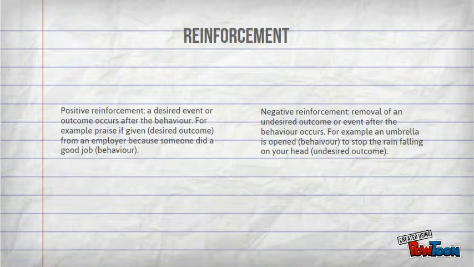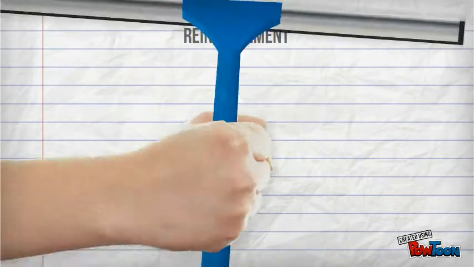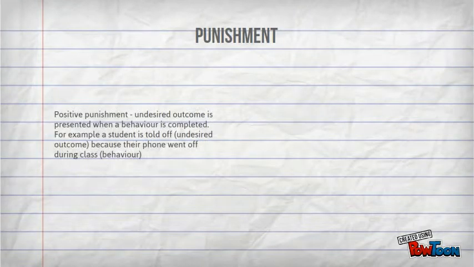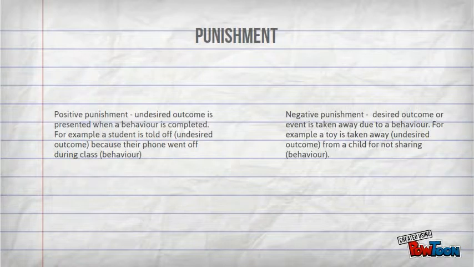For example, praise after an employer did a good job. Negative reinforcement means the removal of undesired outcome after the behaviour occurs. For example, opening up an umbrella when the rain is falling. The second is punishment. Positive punishment means the undesired outcome is presented when a behaviour is completed.